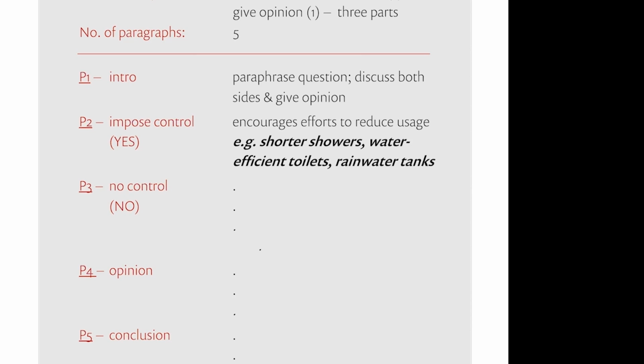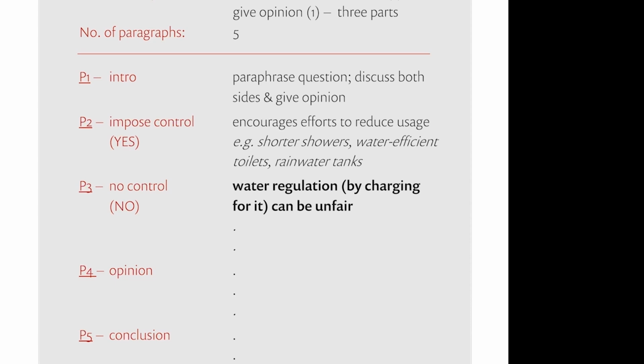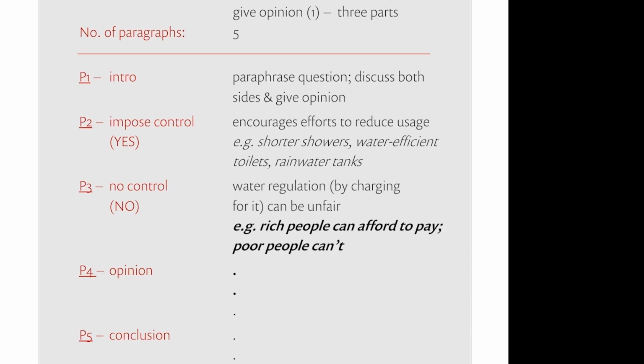Now for our third paragraph, which details a no argument. It argues that regulating water usually means charging for it. In other words, the more you use, the more you pay. So there's an incentive to use less water, but that's unfair because it hurts poor families. They cannot afford to pay, whereas rich people can pay for as much water as they want.